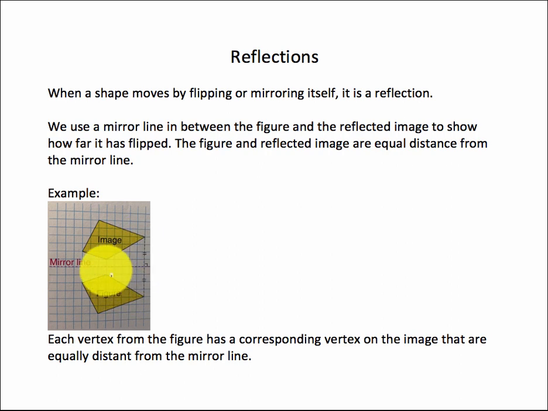Okay, so when you're drawing an image of a figure as it's being reflected across a mirror line, the easiest way to do it, instead of just trying to freehand draw it, is to pick a vertex, find out how far away it is from the mirror, and then go that same distance across on the other side of the mirror and put a dot down. Then you go to the next vertex from the figure. You count how many squares it's away. So this one's 2 squares away from the mirror line. So I'd go 2 squares away on the opposite side of the mirror line to draw my image vertex. And then you just keep on doing that.